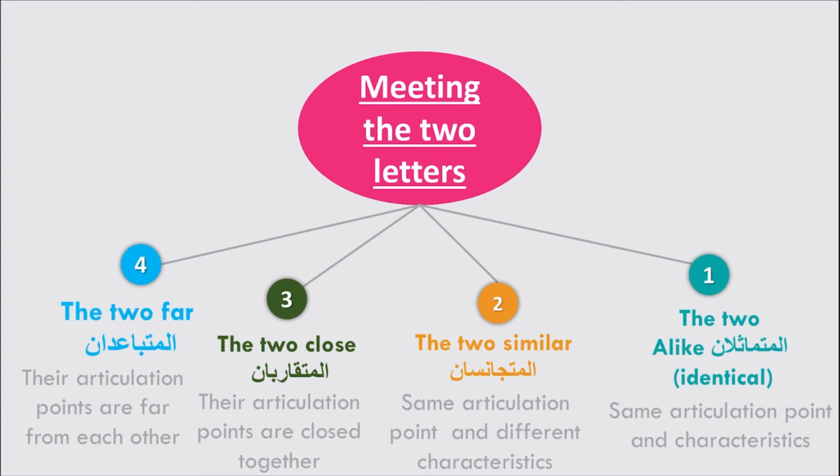Al-mutaqariban, like lam and ra, because lam is from the edges of the tongue, for example, and ra is from the tip of the tongue, or maybe noon and ra, for example. These are al-mutaqariban. And al-mutaba'idan, like hamza and noon, A and N. These are al-mutaba'idan.